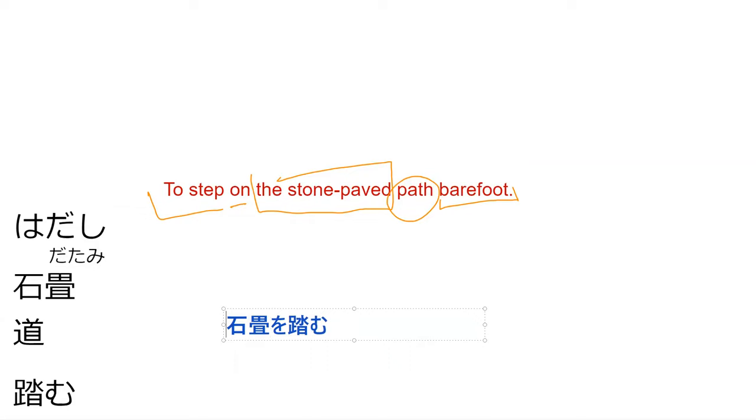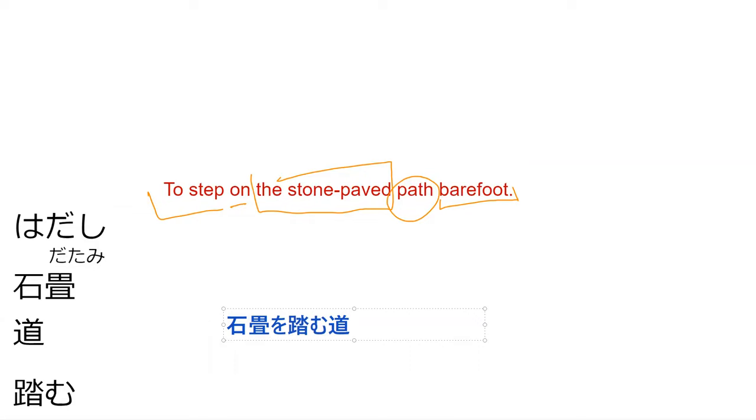So this is literally just saying to step on stone paved. To step on stone paved. Step on stone paved. If you look at the English sentence, at the end, we could put michi. Yes. When you said at the end, do you mean at the end of the sentence or at the end of the word stone paved? At the end of the sentence.